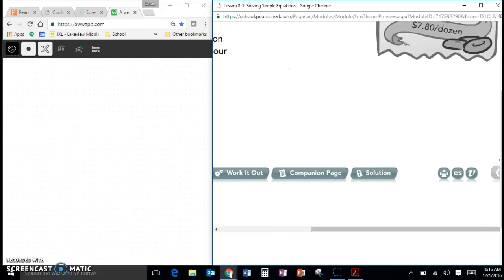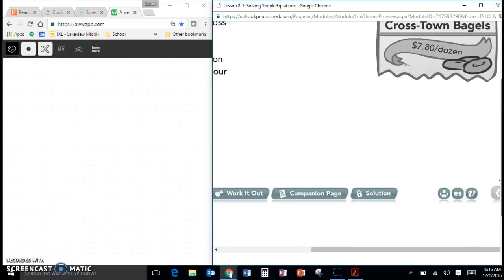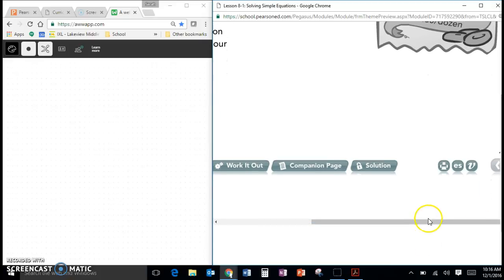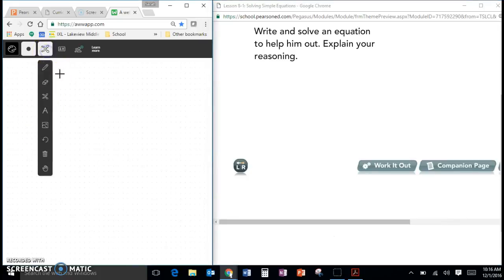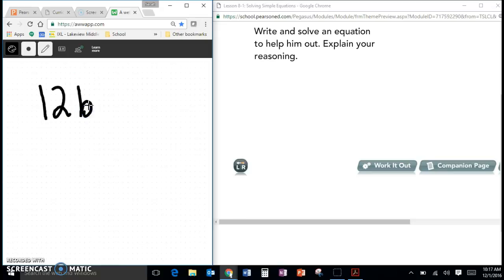So the crosstown rival is charging $7.80 for a dozen bagels. A dozen means 12 bagels. So if we put 12 next to a variable b, that means multiplication. So 12 times b equals 780. And now we're going to solve that.